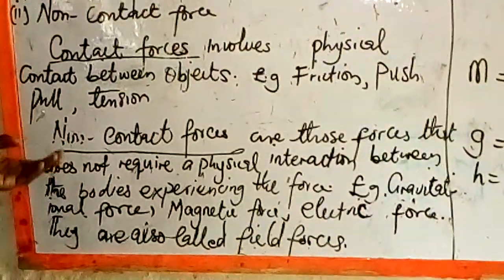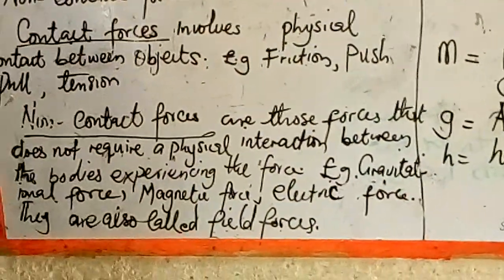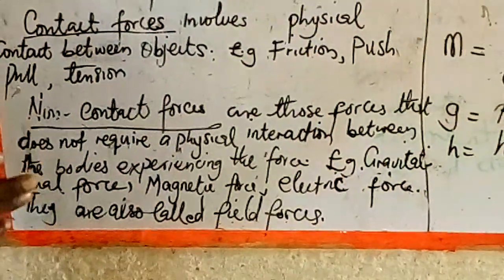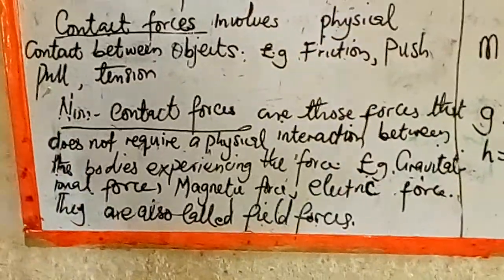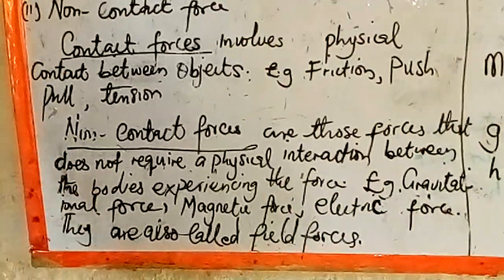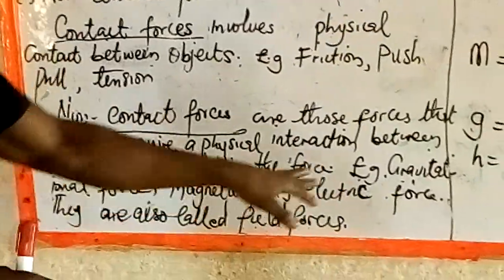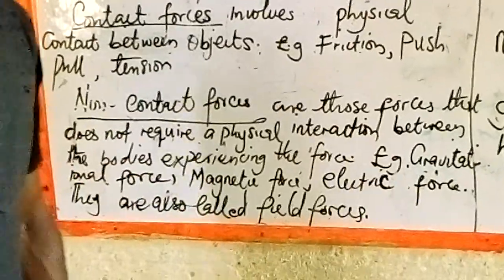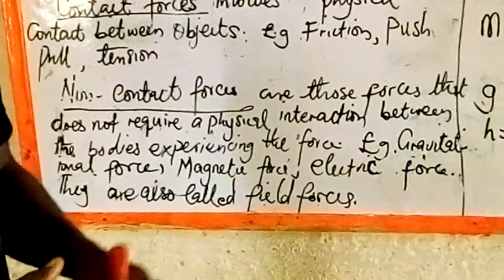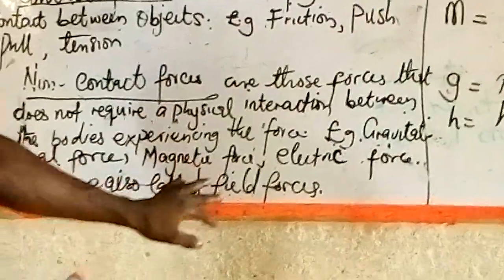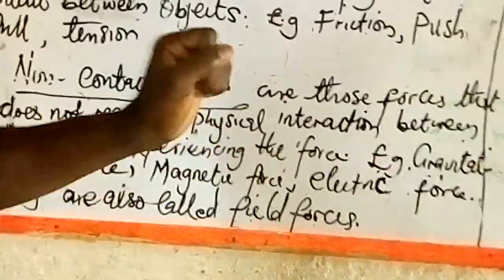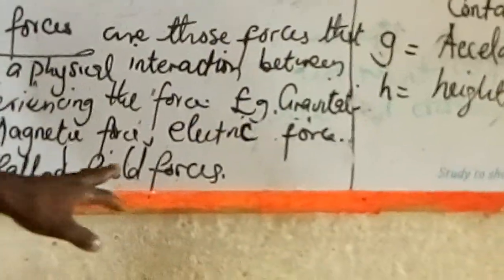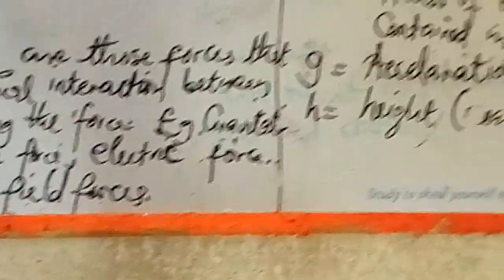Now, the next part is the non-contact force. That means this force does not require a touch. We don't need to touch the surfaces that are expressing these forces. Examples of the non-contact force are the gravitational force, the electric field force, and the magnetic force. Now, we call these three types of forces, that is non-contact force, we call them what? Field forces. That's another name for non-contact forces.